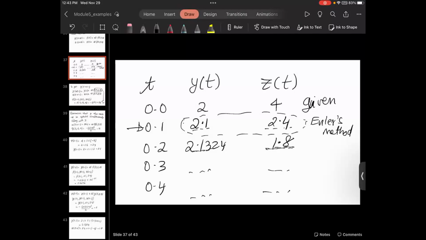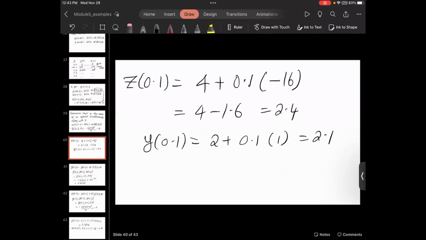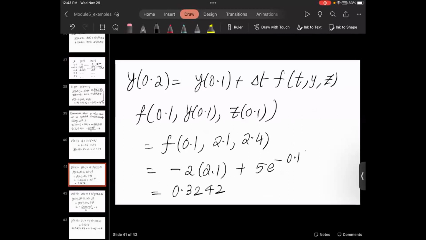For Z, I got, to 4 decimal places, 1.7952. Okay. And for the y value, my Y value, I got 2.2326. Okay, all right, so let me check my calculation. So for the y value starting, that is 2.1 and 2.4. We also got the same, right? Yes. And when you do the function f value, that is 0.3242.